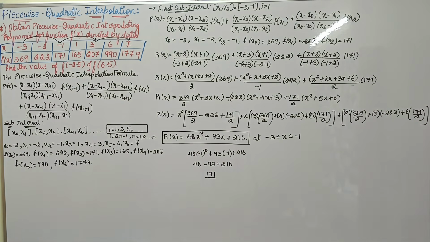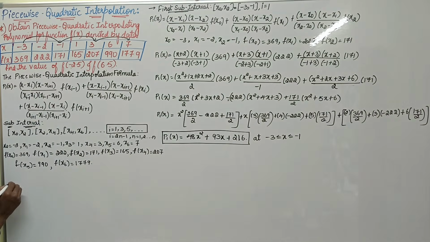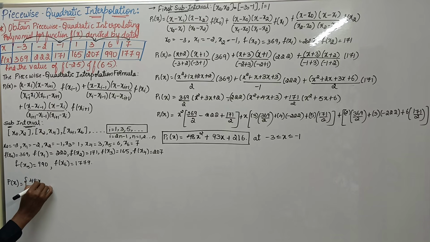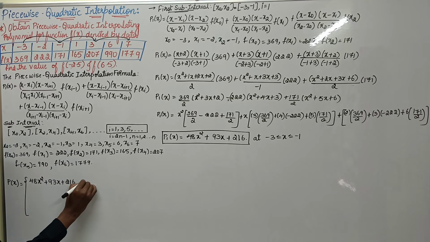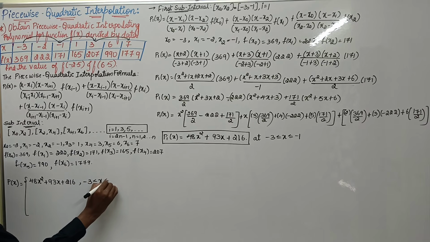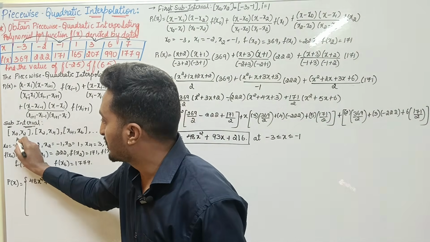So after this, represent the first piecewise quadratic equation, the LHS part. Since I don't have space, I am going to represent here: p of x is equal to the first piece, 48x square plus 93x plus 216, at the interval minus 3 less than or equal to x less than or equal to minus 1. Done with the first quadratic equation. Similarly, let us repeat for the rest. We have done the first subinterval.